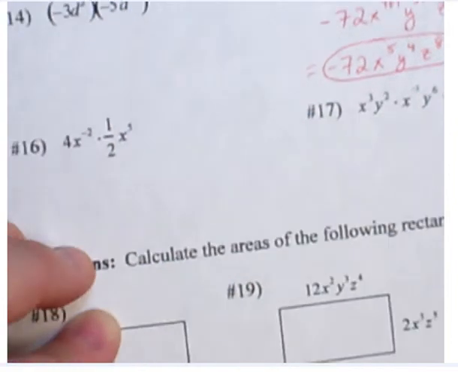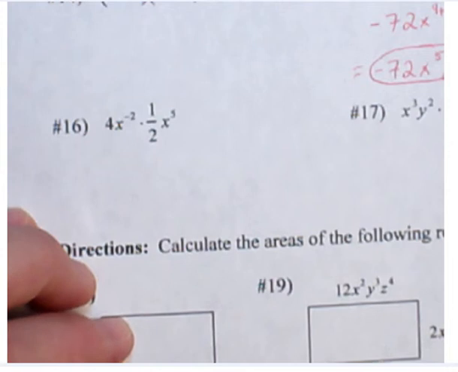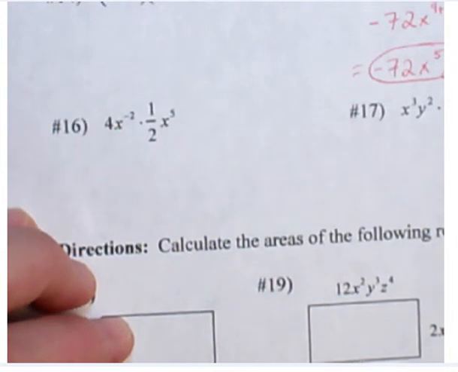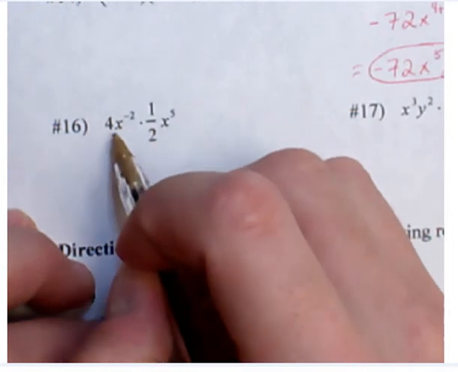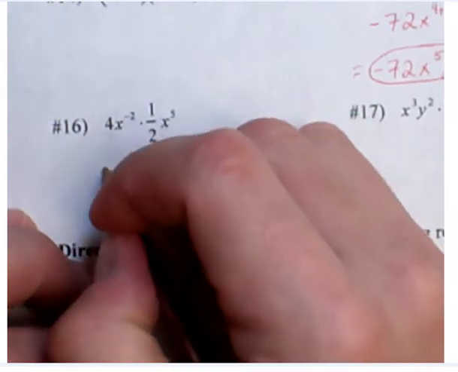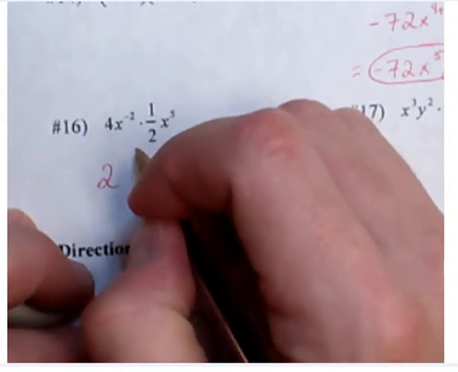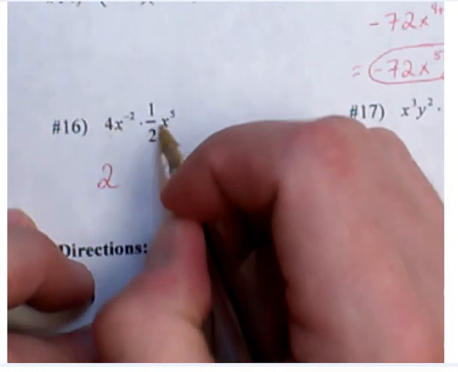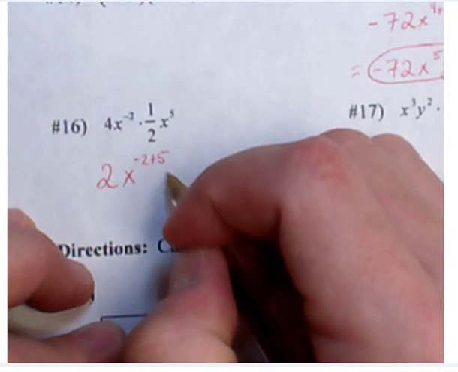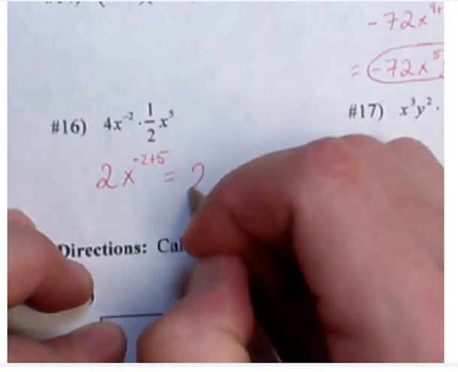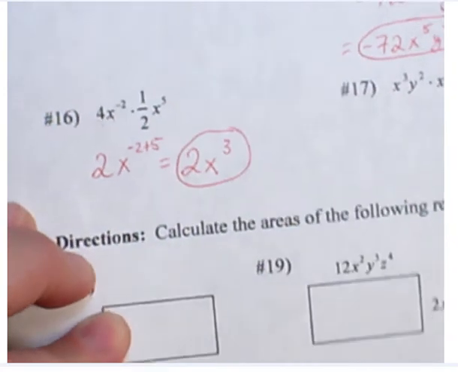Let's look at 16. Ooh, negative exponents. We're going to talk more about these in the next couple days, but for now, 4 times 1/2, take the coefficients. 4 times 1/2 is 2. It doesn't matter if the exponent's negative, the process is the same. When you multiply the variables, keep the base, add the exponents. Negative 2 plus 5 gives us 2x to the third. Negative 2 plus 5 is 3.